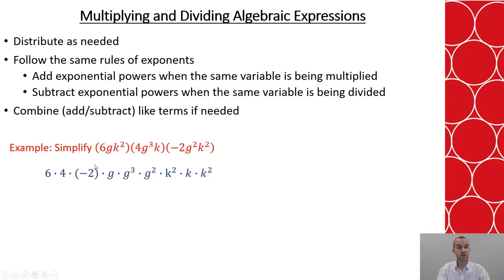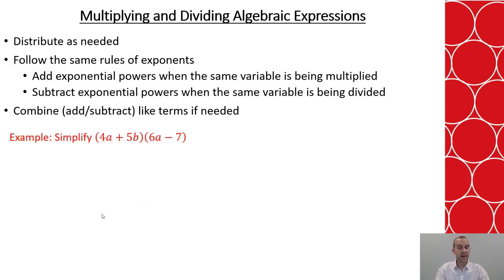I multiply my three coefficients to get negative 48. Then I can say I'm multiplying through the g's as my base, so I'm going to add the exponents. This is a 1 plus 3 plus 2, and this on my k's is 2 plus 1 plus 2. Simplify one last time, and I have negative 48, g to the 6th, k to the 5th.